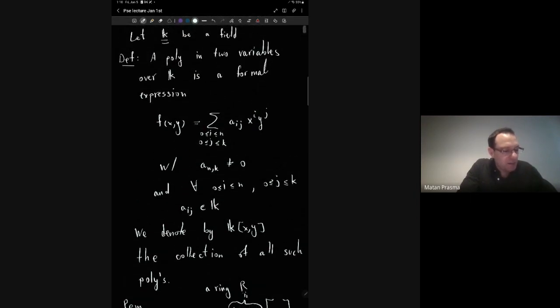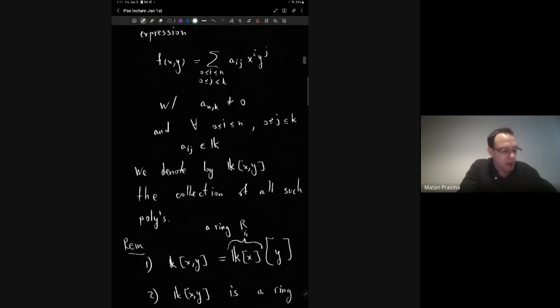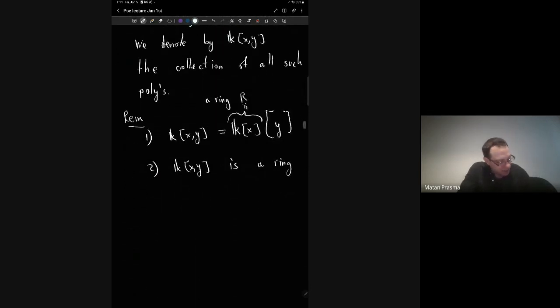I mean, the complexity of the theory of polynomials in two variables is far bigger than the case of polynomials in one variable. One main difference is that we don't have a division with remainder for polynomials in two variables.